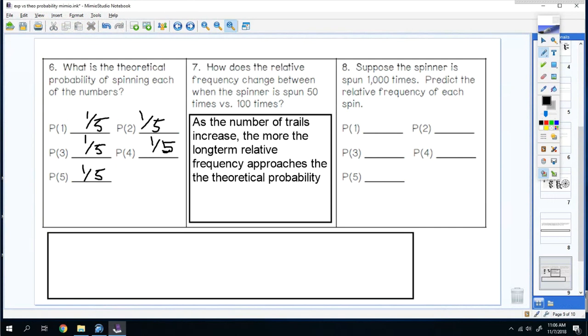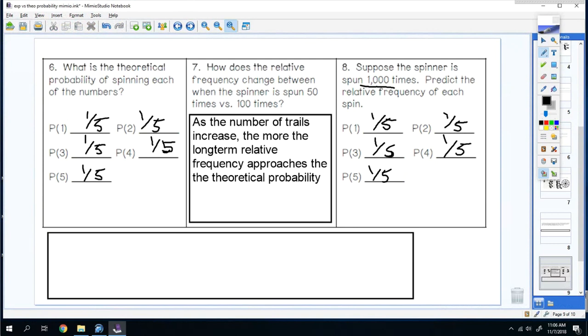Suppose a spinner is spun 1,000 times, predict the relative frequency. Well, 1,000 times is a lot. So I would predict the probability of getting 1 should be 1/5. I should predict all of these should be about 1/5, because that's a long time to spin it. So these should get closer and closer together, and that's what they're trying to say. That's basically about all we're doing.